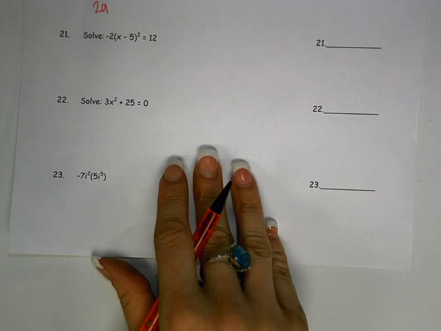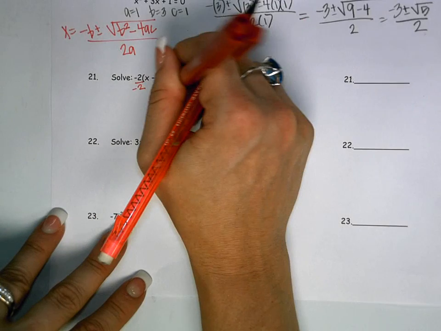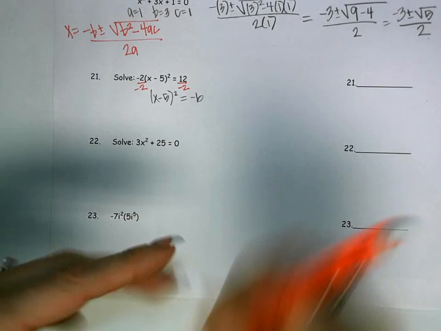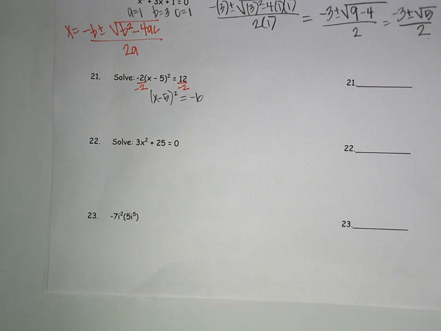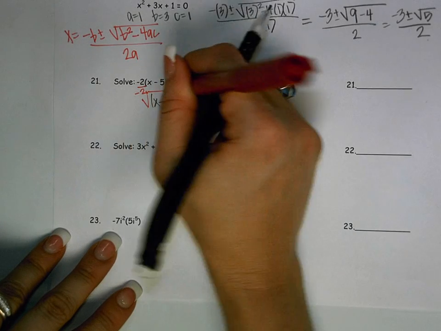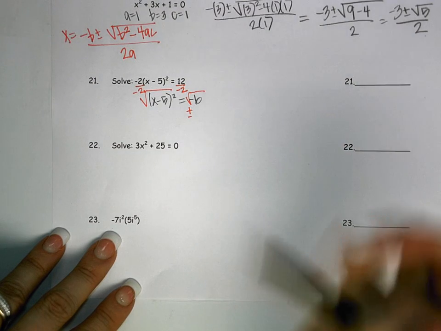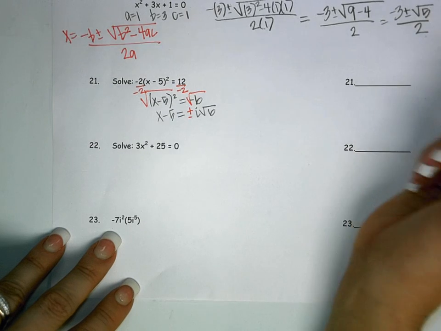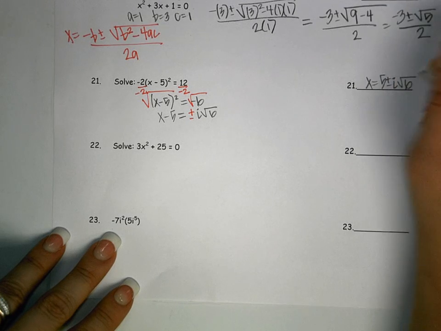Number 21, solve. Doesn't matter how you solve this, but it's probably the easiest just to start by dividing by negative 2. We divide by negative 2. Quantity x minus 5 squared equals negative 6. This is a square, so I can root both sides. If I root both sides, make sure you put in a plus or minus. x minus 5 equals plus or minus i root 6. Add 5 to both sides. x equals 5 plus or minus i root 6.